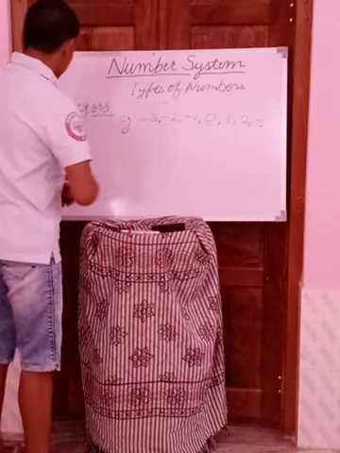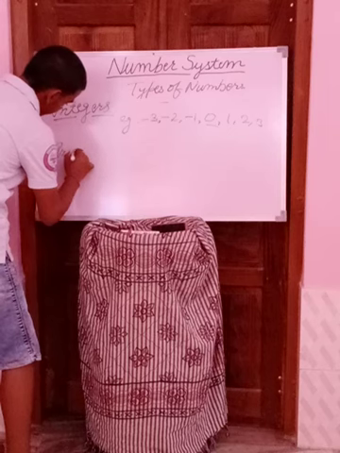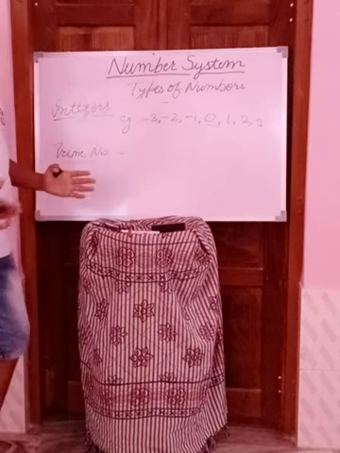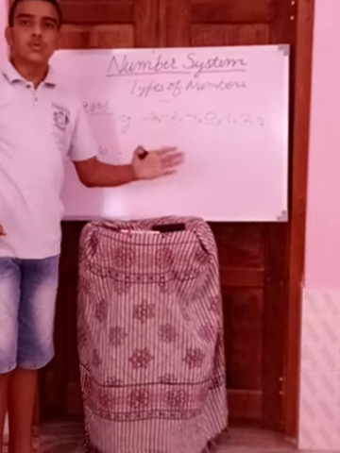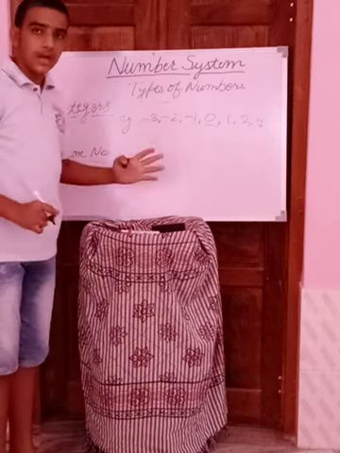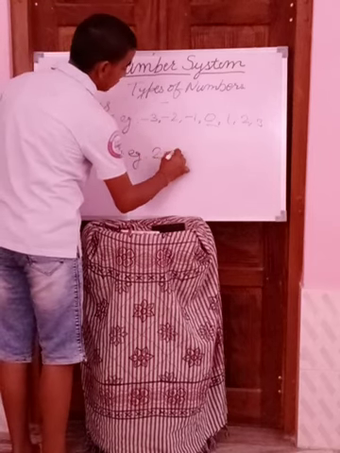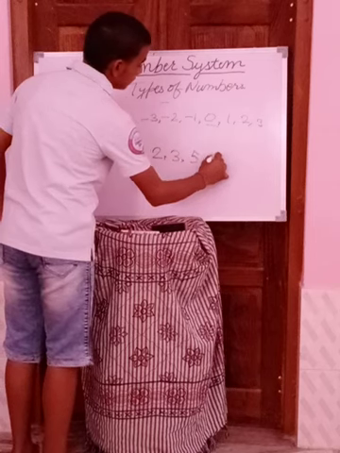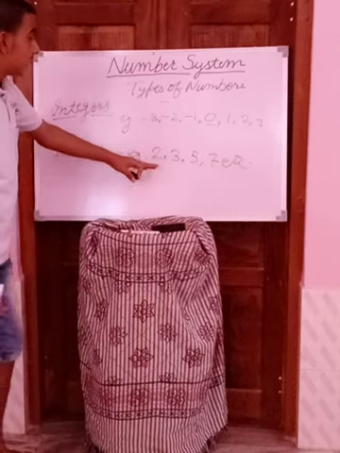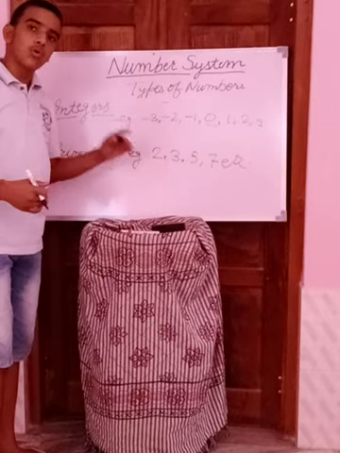Okay. So now let's discuss the prime numbers. Prime numbers are numbers which are divisible only by 1 and the number itself. For instance, we can say that 2, 3, 5, 7, etc. 2 is the only even prime number. All the rest of the prime numbers are odd.